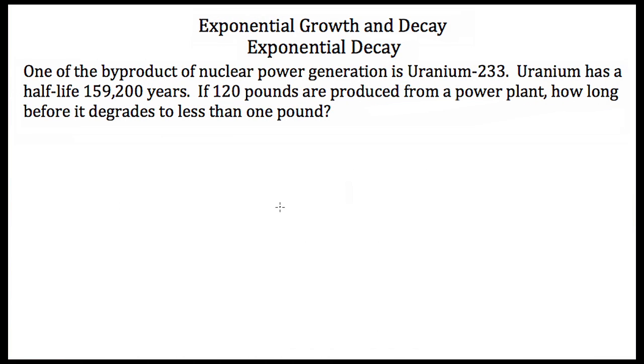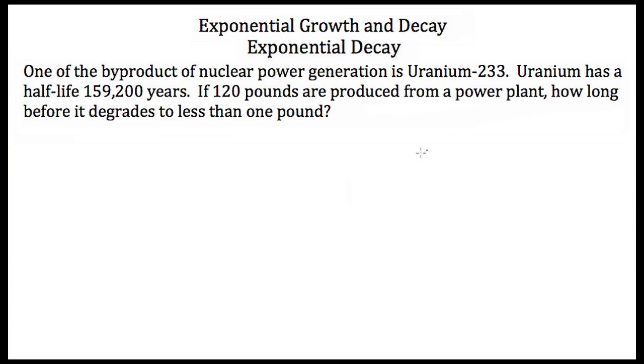So now let's look at an example. One of the byproducts of nuclear power generation is uranium-233. Uranium-233 has a half-life of 159,200 years. That means if I have a quantity of uranium-233, half of it will decay in 159,200 years. So if 120 pounds are produced from a power plant, how long before it degrades to less than 1 pound?